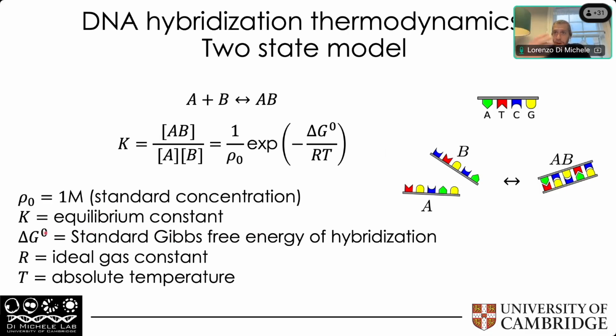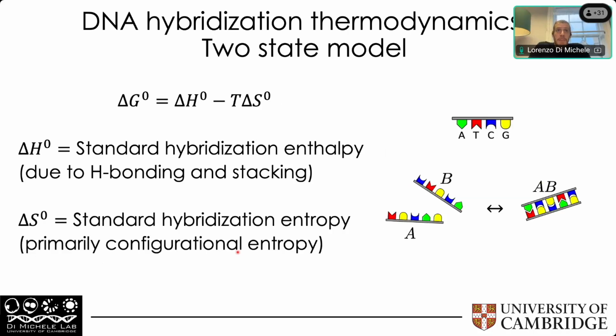What the little zero means is that it is the standard one, defined under some standard conditions, which typically means a concentration of the strands equal to 1 molar, but other conventional concentration references can sometimes be used. So that's this delta G0, and then of course R is the ideal gas constant, and T is the temperature.